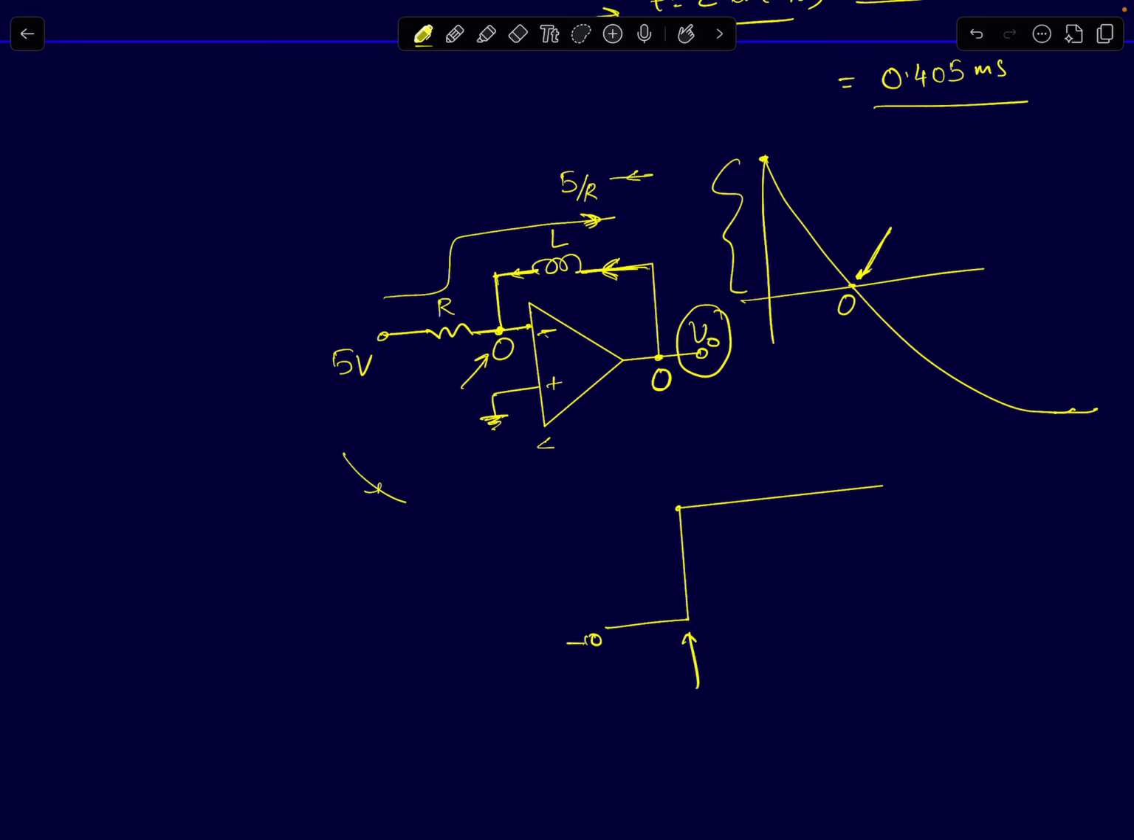Now, why does this behavior happen? Because the op-amp is modeled as a nonlinear element here. Whenever you have such nonlinear elements, the op-amp's gain is very high. I have not shown the finite gain here. Whenever you have such nonlinear elements in circuits, you can expect some abrupt changes in the outputs. Only then will you see such abrupt changes.